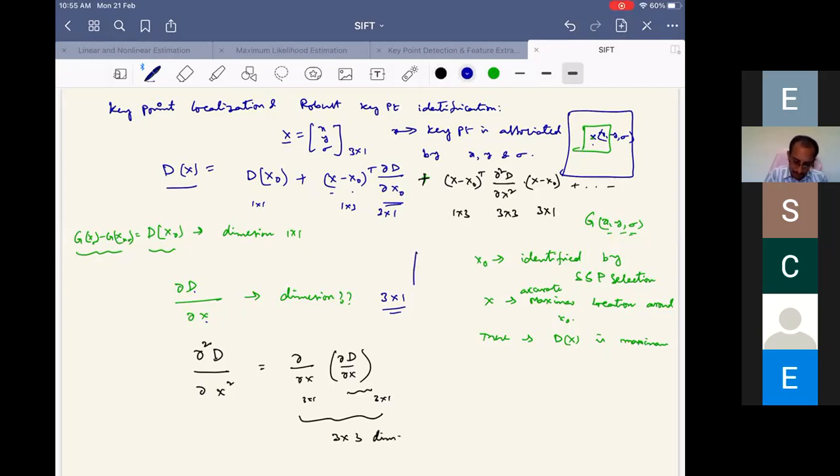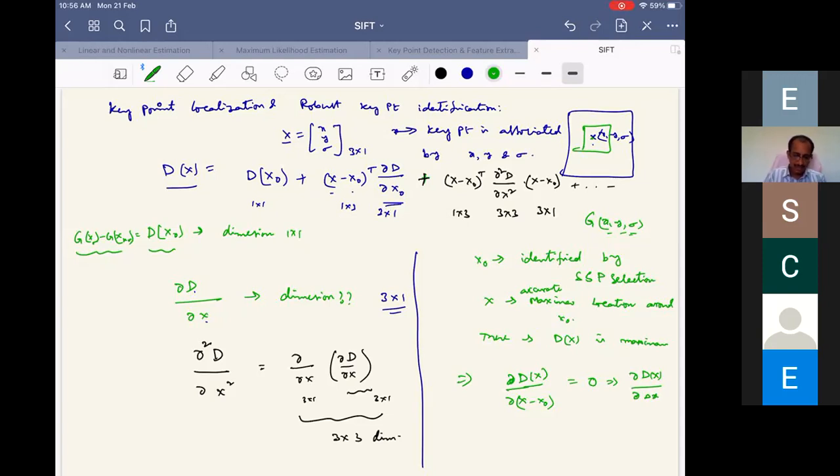So what can we do now? It is obtained by dou D by dou x for this expansion in x minus x naught. Differentiation with respect to x minus x naught is equal to 0. So if we differentiate with respect to the deviation, that has to be equal to 0. Now, if I want to differentiate with respect to delta x, please note that this del x means the deviation in x, and it is equal to 0.